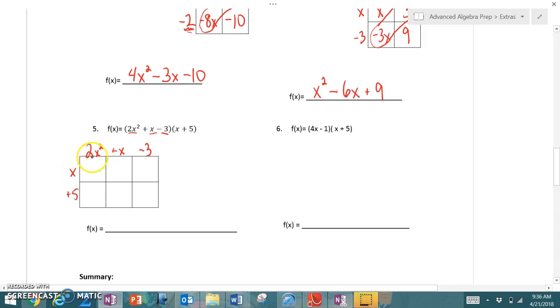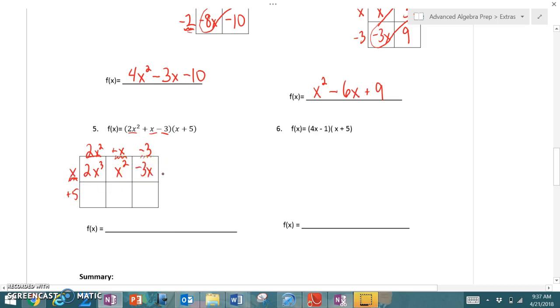Now I have 2x squared times x. 2 times 1 is 2. X squared times x gives me x cubed. So that's good to know that if you multiply x squared times x, it's x cubed. Now if I go x times x, because that's this box, I get x squared. And if I get negative 3 times x, I get negative 3x.